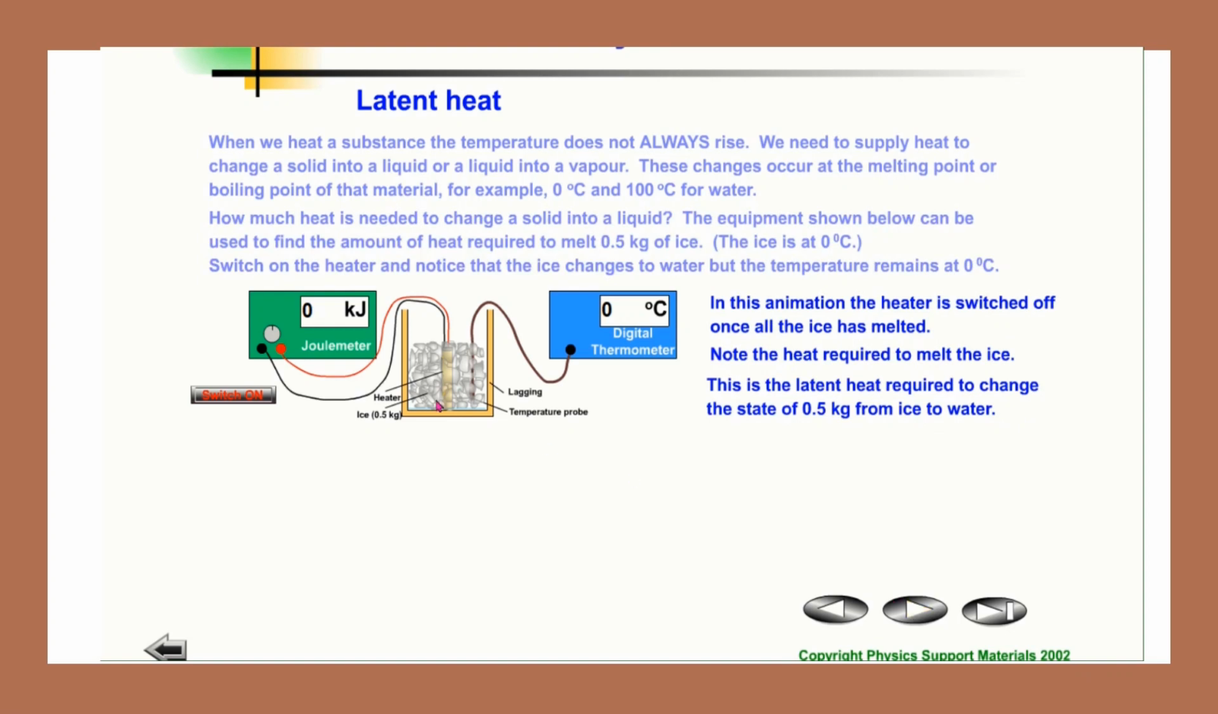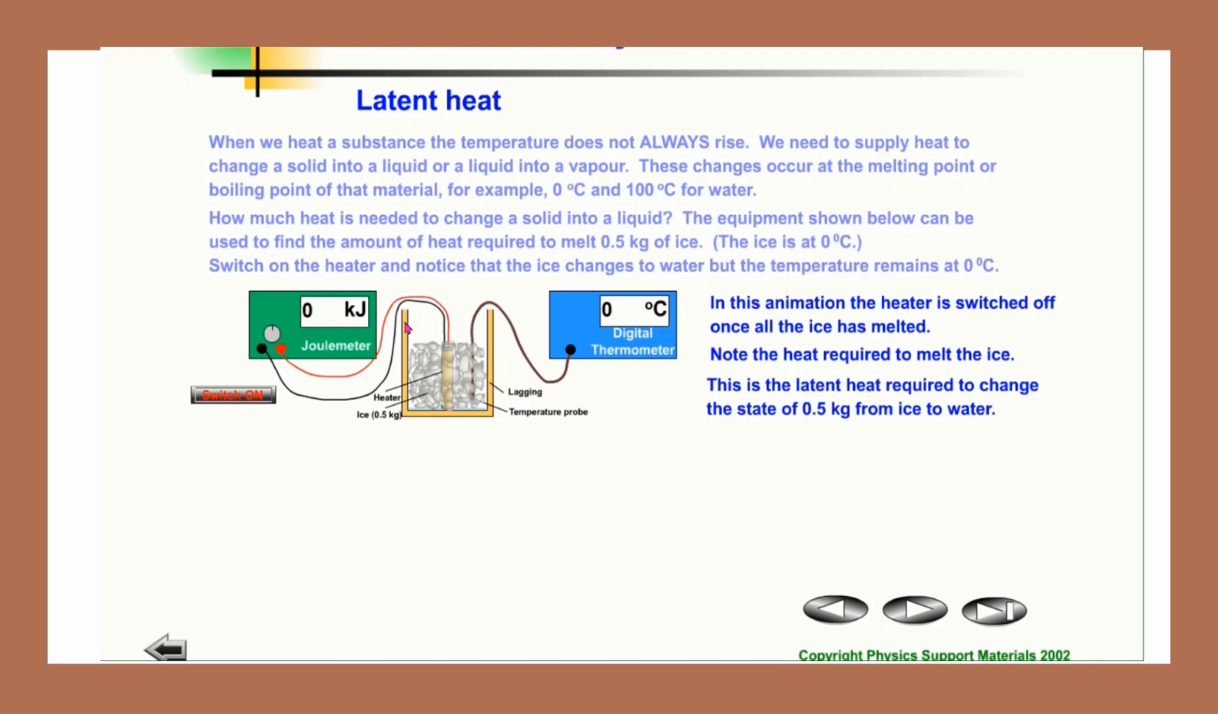So what we've got in this animation here is we are going to find a method of measuring how much heat is required to melt a substance. And in this case, we're going to be melting ice, going to change the water from its solid phase into its liquid phase. Now we've only got half a kilo here, half a kilogram. That will be mentioned again.